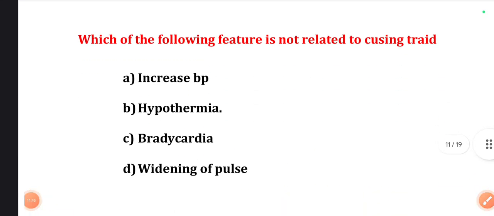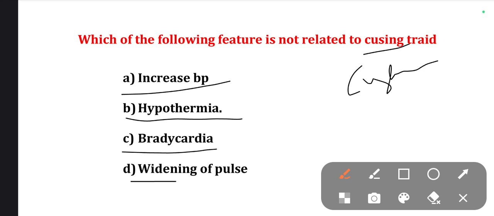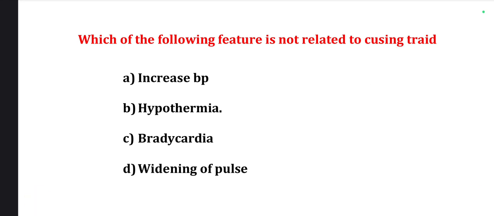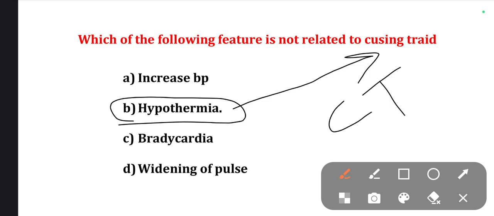The next one is which of the following features is not related to Cushing triad? This is Cushing triad. Options are increased BP, hypothermia, bradycardia, widening of pulse. So the right one is hypothermia. So hypothermia is not related to the Cushing triad. In the case of Cushing triad, the person will have increased blood pressure, bradycardia, and widening of pulse.